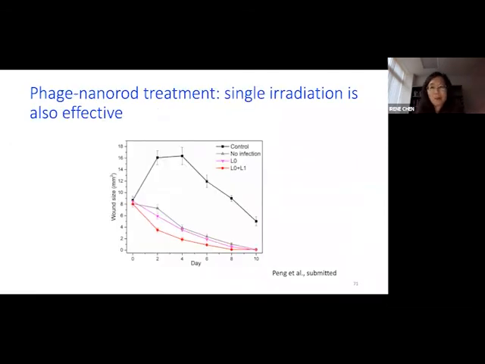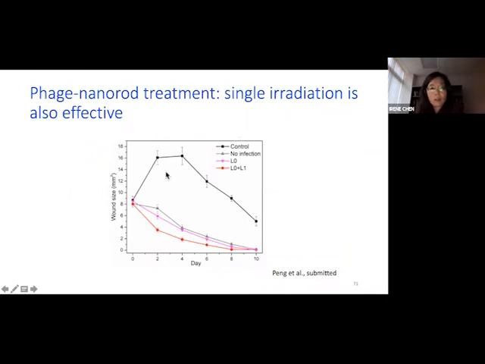Okay, I do have one more slide on this topic. So we also asked about the scenario where perhaps your patient couldn't stay in the hospital and undergo 2 treatments. What about just 1 treatment? Or what if you just dosed them once with the phage nanorods? Would that be sufficient to help heal this infection?